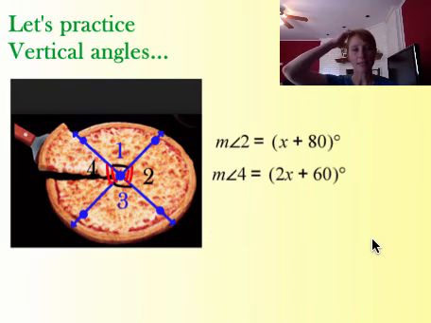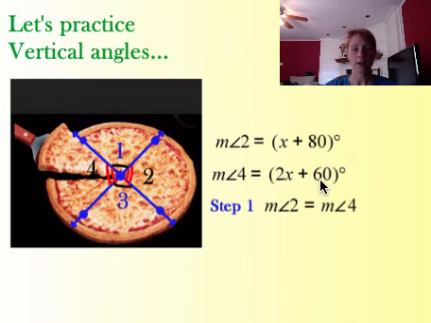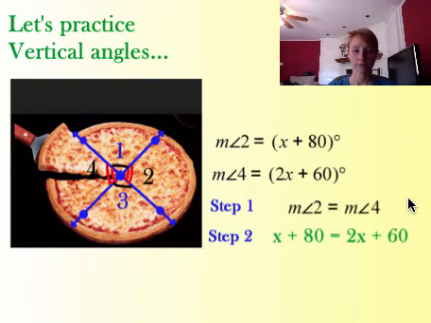Okay, let's do one last example using vertical angles. We're given an expression for each angle measure. The measure of angle 2 equals x plus 80, and then the measure of angle 4 equals 2x plus 60. So we know that they are vertical, so we can set the measures of each of their angles equal to each other. So our next step is to plug the expressions in and set them equal to each other, just following step 1, plugging in the expressions from step 1.